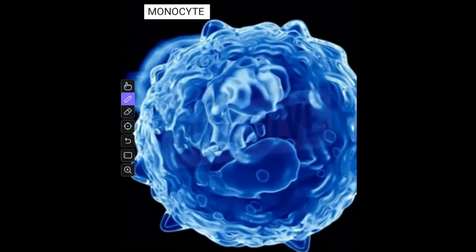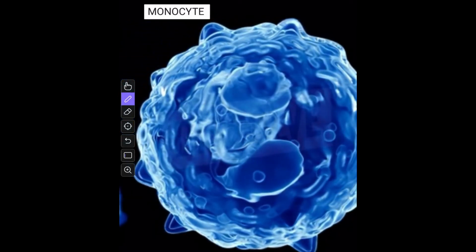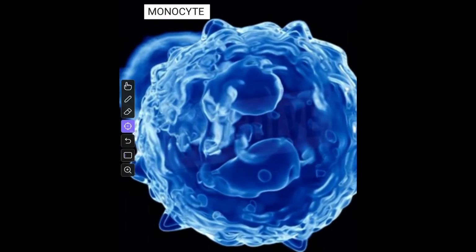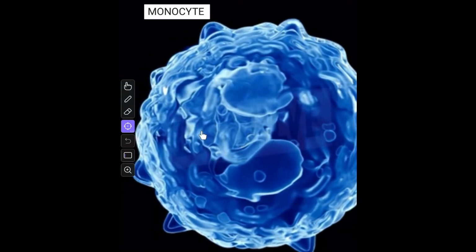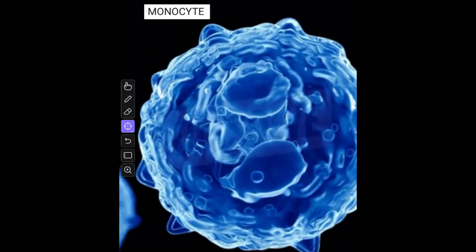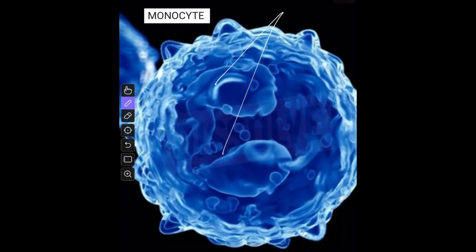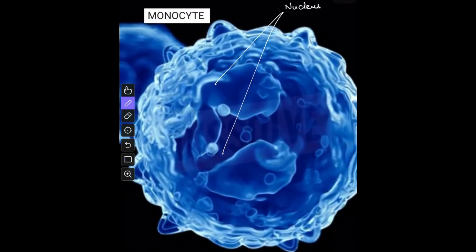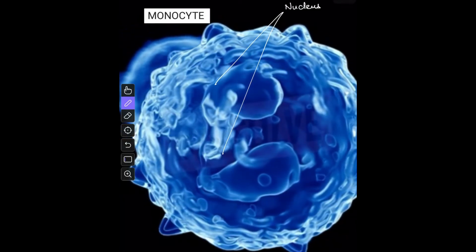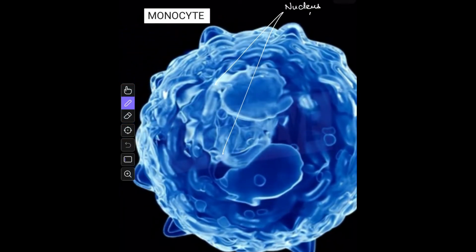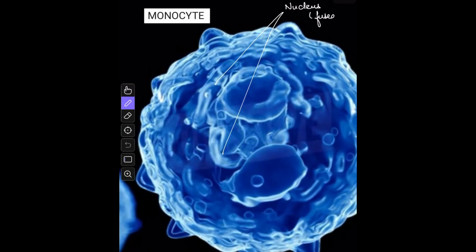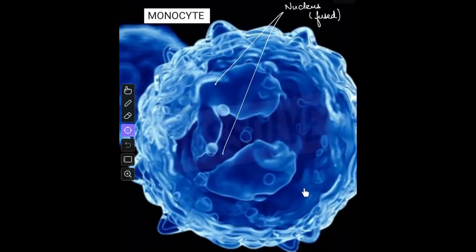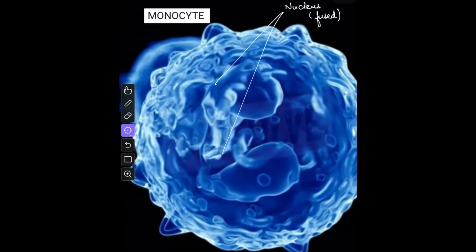Now here is the structure of monocyte, which is the type of WBC, that is white blood cells. Now this is the nucleus of monocyte. This nucleus is not multi-lobed, but we can say that its lobes are basically fused. Just outside the nucleus there is liquid which is called cytoplasm.